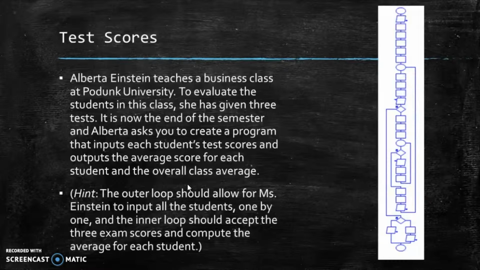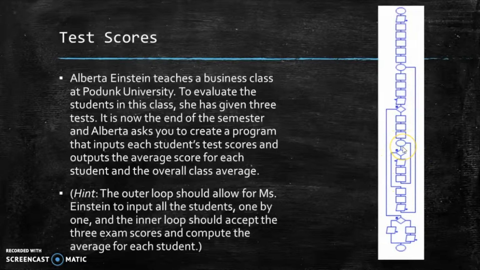Hint: the outer loop should allow for Mrs. Einstein to input all the students one by one, as many as she wants, and the inner loop should accept the 3 exam scores and compute the average for each student. So as you can see, there's an outer loop and the inner loop.